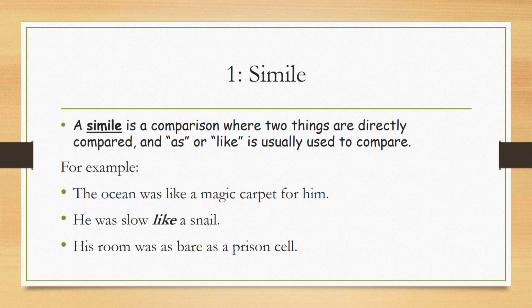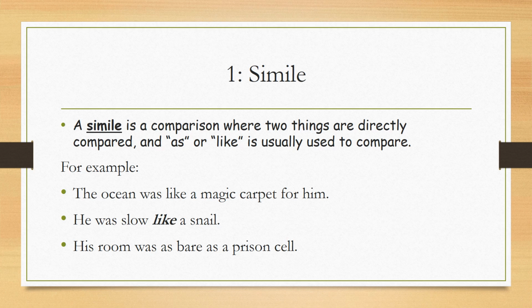Simile. A simile is a comparison. What is it? It is a kind of comparison of two things that are directly compared, and as or like is usually used to compare. This is the easiest definition that I could find. For example, the ocean was like a magic carpet for him. The word like shows that the writer has used a simile. There is a comparison between ocean and the magic carpet. Ocean is compared with magic carpet with the use of the word like.